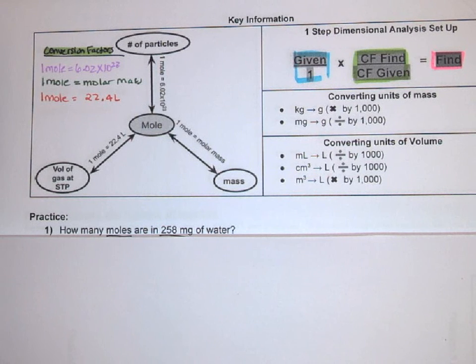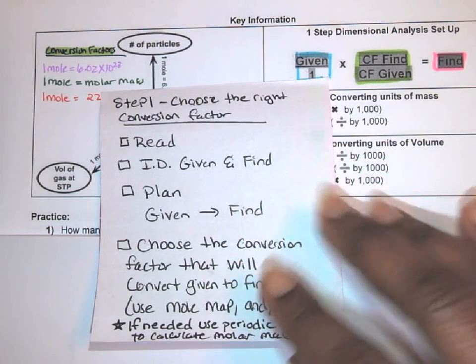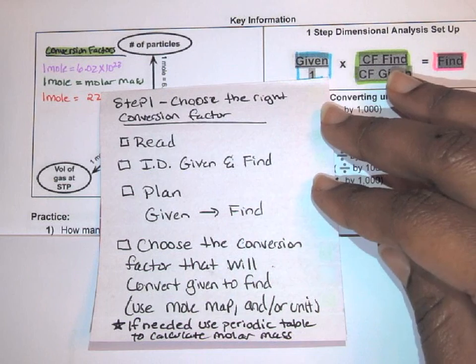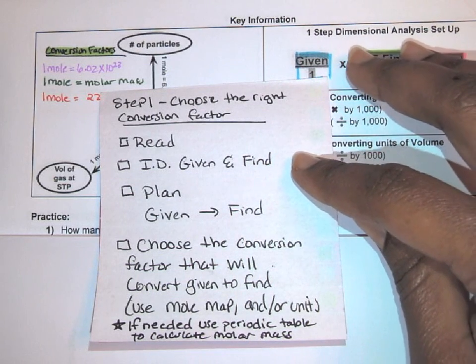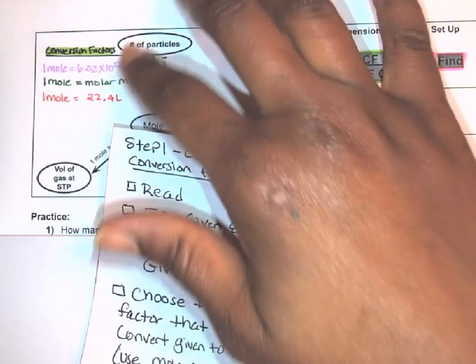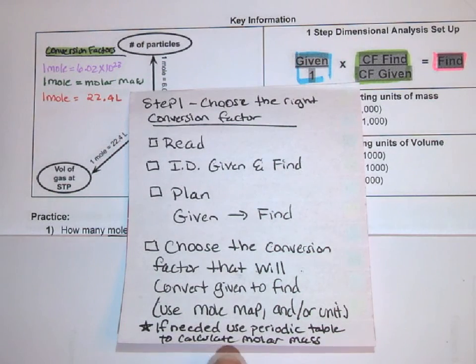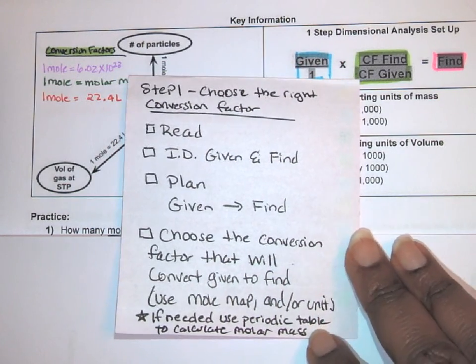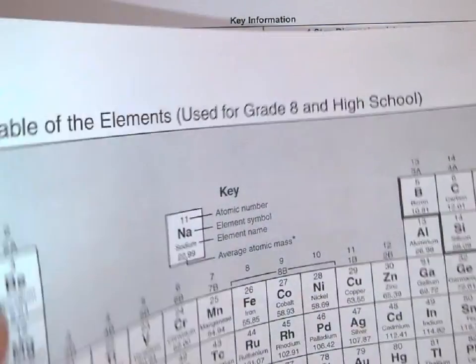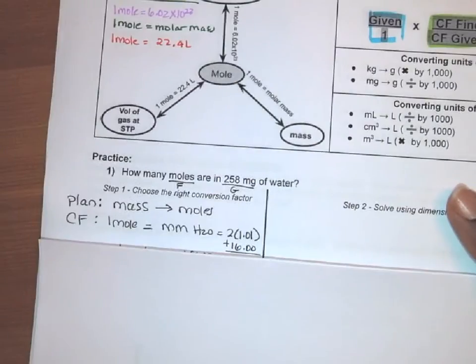That means you can feel free to fast forward to the part of the video that deals with the practice problem you have a question about. Just a quick reminder, these are the steps that we do for step 1, which is essentially choosing the right conversion factor. We need to read to identify our given and find, map out a plan to go from our given to our find, and then using either the mole map or just choosing the conversion factor based on the unit, choose the correct conversion factor. And if our conversion factor is the molar mass, we have to make sure we calculate it using our handy dandy periodic table.